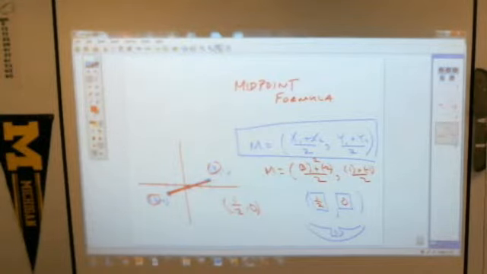You now have both the distance and midpoint formulas. But you say, what are our applications? Look at page 566. Let's look at an application.